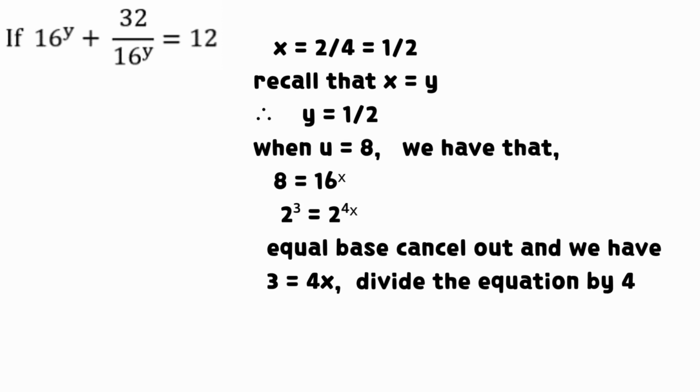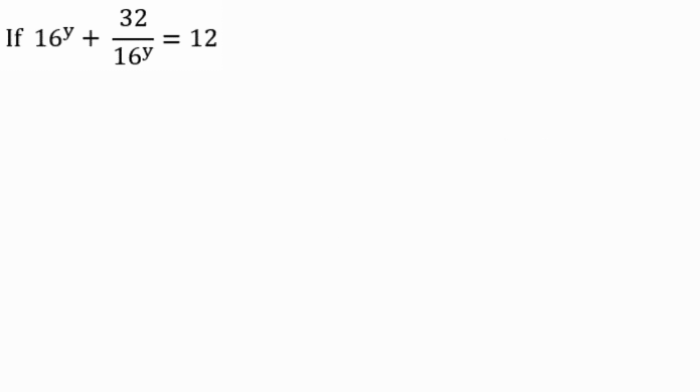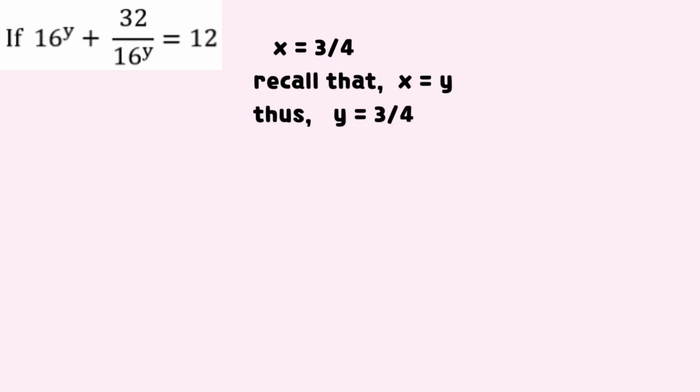When u equals 8, we have that 8 equals 16 to the power of x. 2 to the power of 3 equals 2 to the power of 4x. Equal bases cancel out and we have 3 equals 4x. Hence, divide the equation by 4. x equals 3 divided by 4.